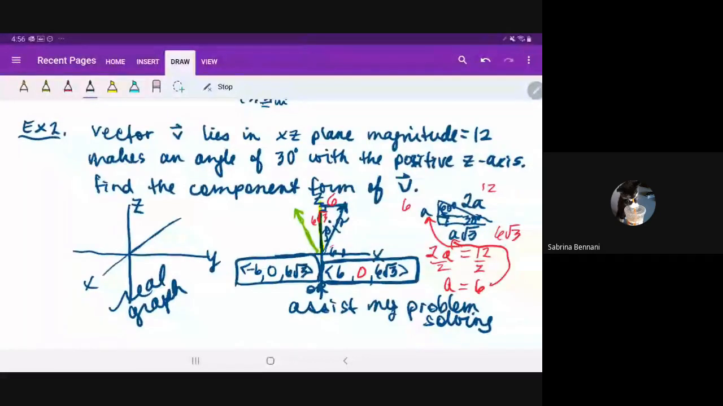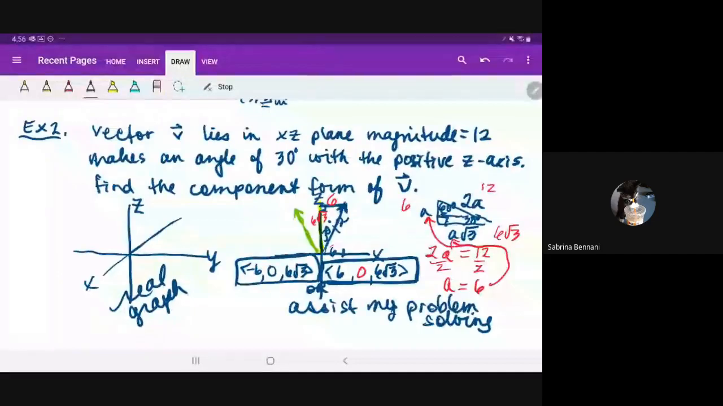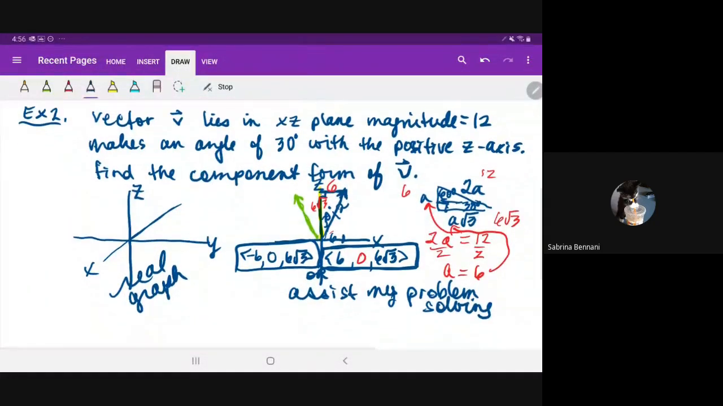Okay, so that's a throw your math at it problem. That's the whole point: math isn't about memorizing what we do, it's about throwing your math at it. So that's a good example of throwing your math at it.